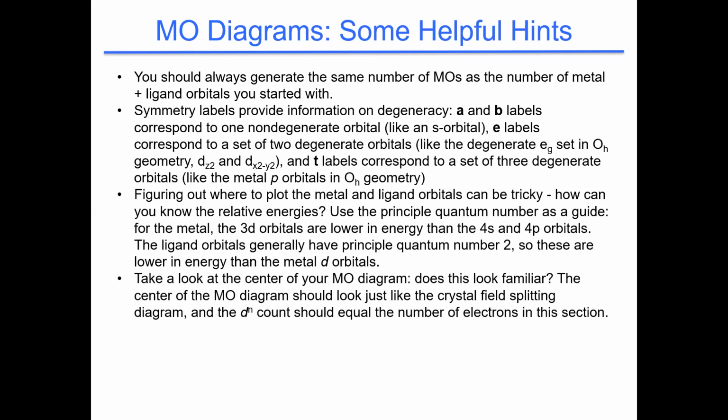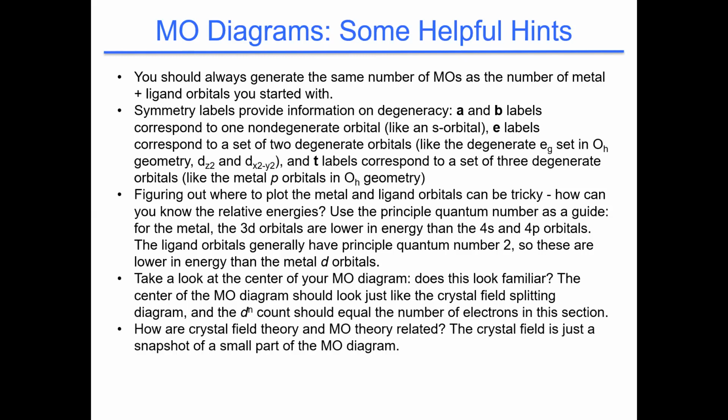Taking a look at the center of your MO diagram, it should look familiar. It should look just like the crystal field splitting diagram that we've been constructing. And the d^n count should equal the number of electrons in this part of the diagram. Relating crystal field theory to MO theory, crystal field theory is just a snapshot of a small part of the MO diagram. And MO theory helps us to get a much better idea of what's going on.